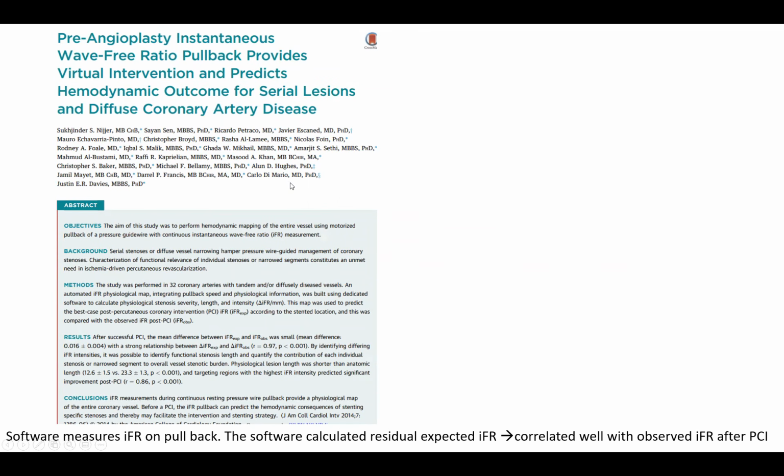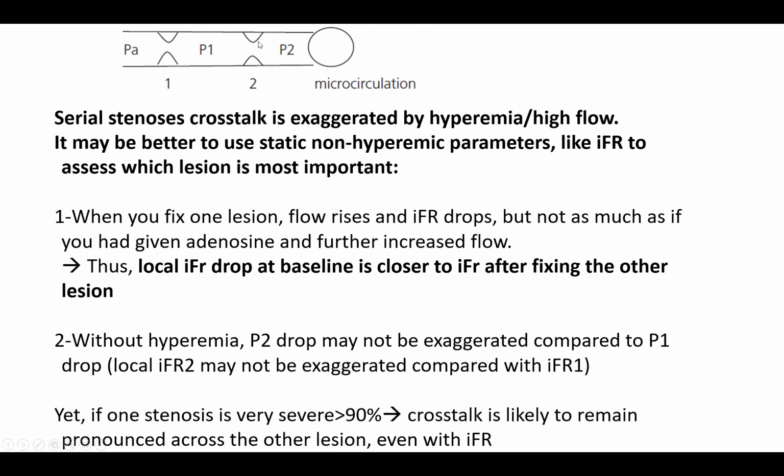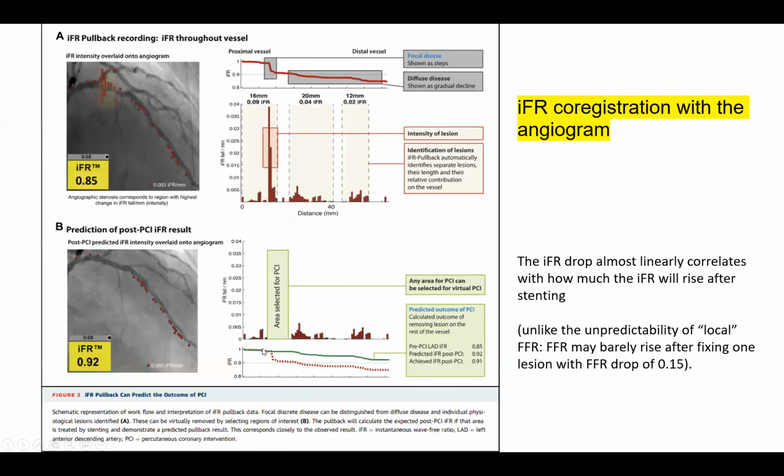It established that IFR at baseline with the presence of the two stenoses correlates very much with IFR after you fix one of the stenoses. It's not much different. And this is an illustration from that paper. They use what we call IFR coregistration with the angiogram. Basically, you place your IFR wire distally, then you start IFR recording and do a pullback under fluoroscopy, then you do a cine image. The software from Philips, IFR coregistration, will allow for an overlay of the IFR values on the angiogram, and it will show you the site of the most drop.